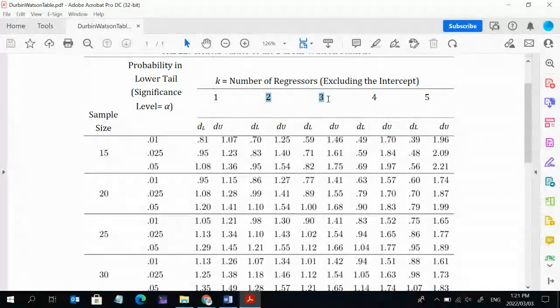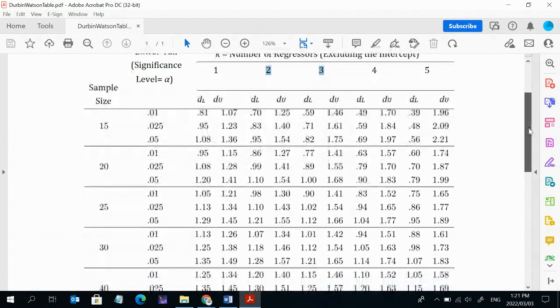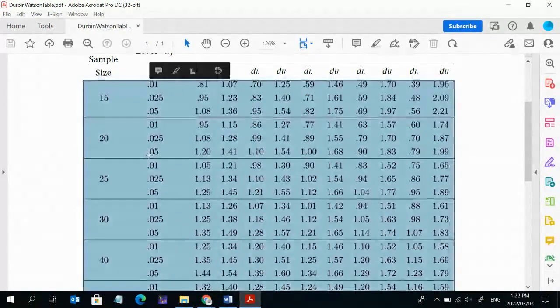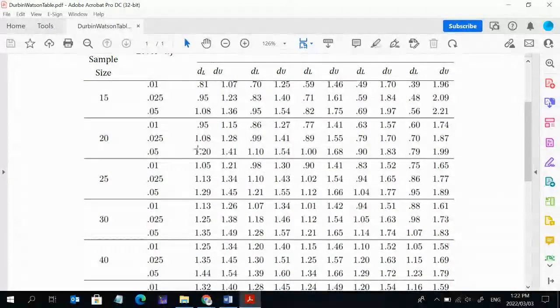So when Mr. Malaga takes over, you will look at K equal to 2, K equal to 3, up to whatever the number of regressors is in the model. But for us, K is equal to 1. With the Durbin-Watson, we take two values, the lower and the upper. As you can see here, for N equal to 15 at 5%, the lower limit is 1.08 and the upper limit is 1.36. In our case N is equal to 20, at 5% our lower limit is 1.20 and our upper limit is 1.41. Is it clear?